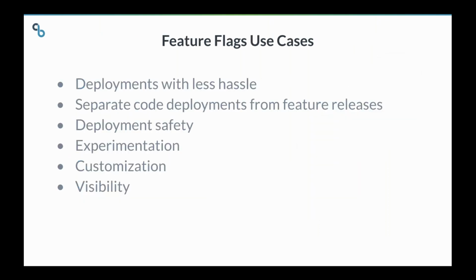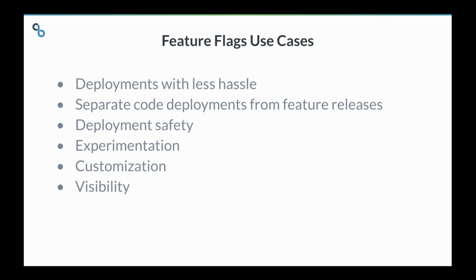So we're going to talk about some use cases for feature flags. I'm going to mention each one of these more specifically as I go through the slides, but these are just some common use cases that people see when it comes to utilizing feature flags. Deployments with less hassle. I mentioned that a little bit in the previous slide. But just being able to deploy quicker, push code onto production quicker without necessarily exposing the code to your customers. Separating your code deployments from your feature releases really helps speed up the cycle time.